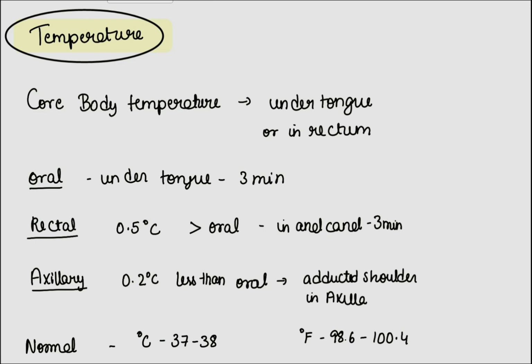Then axillary temperature is 0.2 degrees Celsius less than oral. The shoulder is adducted and the thermometer is kept in the axilla. The normal temperature in degrees Celsius is 37 to 38, and in degrees Fahrenheit is 98.6 to 100.4. At least know the normal value of temperature.